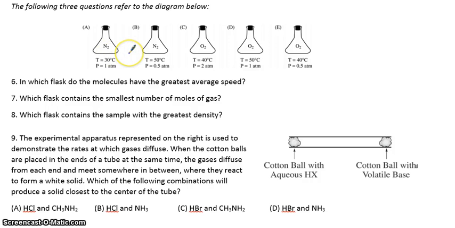Notice we have 5 flasks, rather. And we're asked about the properties. Now, notice 30 degrees Celsius, 50, 40, 50, 40. And this is a varied pressure. As just a quick note, remember PV equals nRT summarizes the relationship between pressure, temperature, and all these variables.